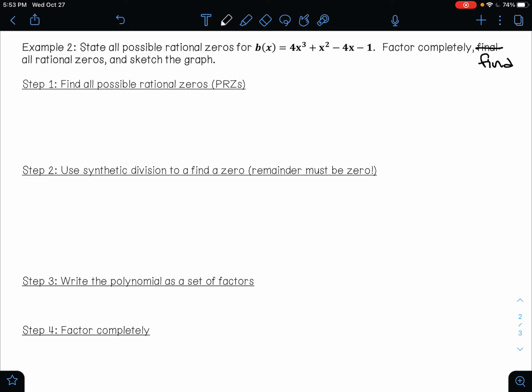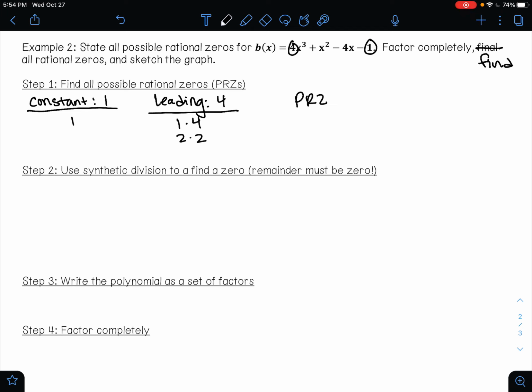So up first is to find the possible rational zeros. Again, this is when you do constant divided by leading. Here my constant is 1. The factors of 1 are just 1. And my leading coefficient is 4. The factors of 4 are 1 times 4 and 2 times 2. So my possible rational zeros, we do constant divided by leading. So 1 divided by 1 is 1.